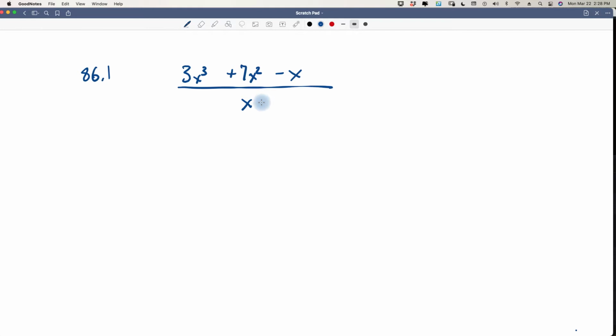As I've explained to some of you before, you can separate these into separate fractions. So you can rewrite this as 3x cubed over x, plus 7x squared over x, minus x over x. When we write it like this, it's much more clear how to divide. It's less complicated. So we know we can just swing this x to the top.